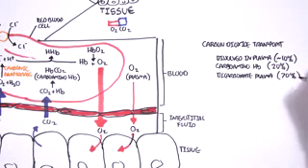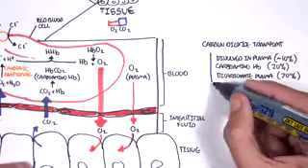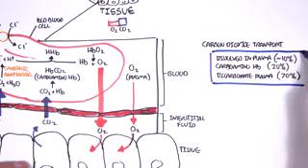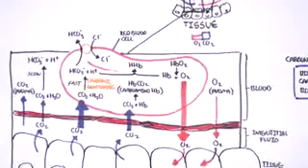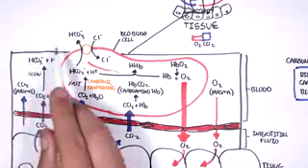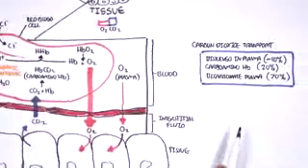But again, for forming bicarbonate, there are two ways. One is that it can be formed in red blood cells, which is a fast process, or it can be formed in the plasma itself, which is much slower.